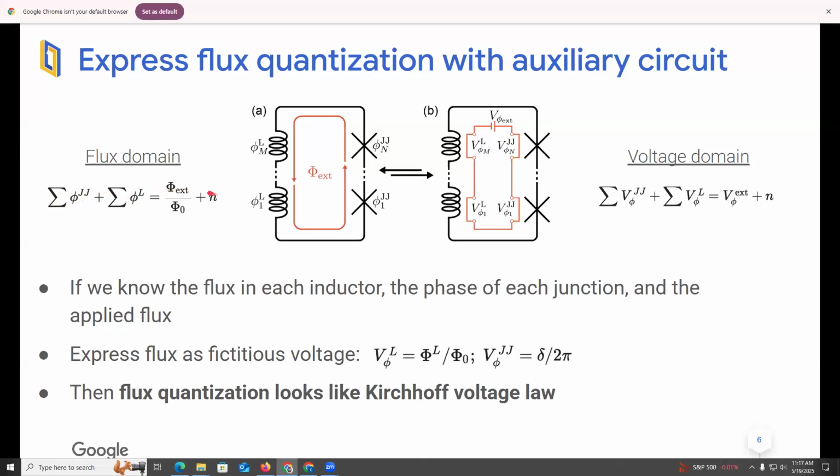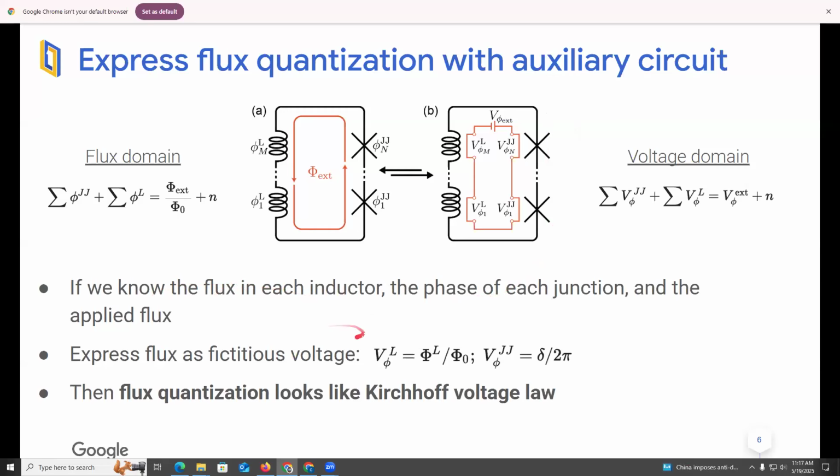If we're looking at that equation, this is basically a scalar equation, which looks a lot like Kirchhoff's law for the voltages. So if we can represent all the phases as some fictitious voltages, we can just tell the circuit simulator, these are voltages, just do your thing, and it will come up with a solution that satisfies that scalar equation. So that's what we're going to do.